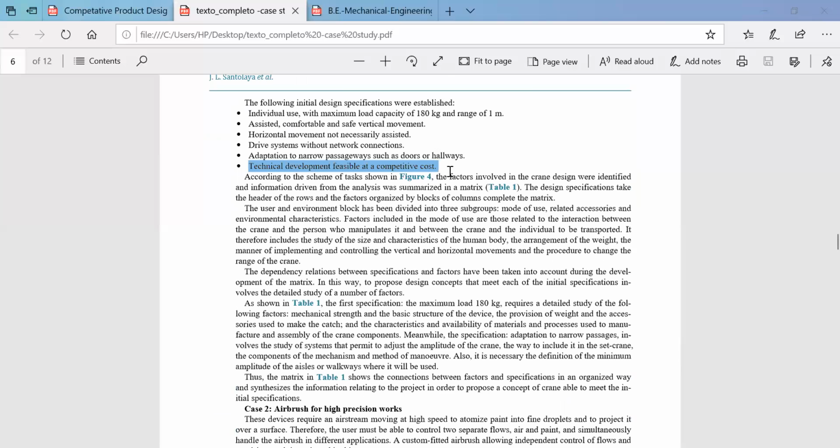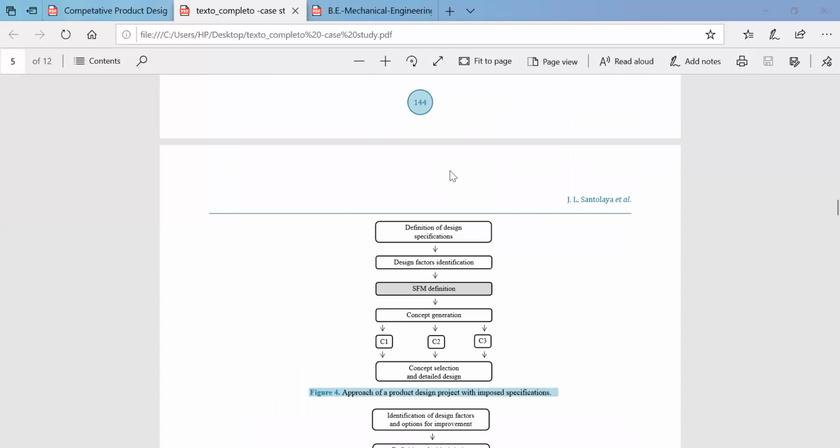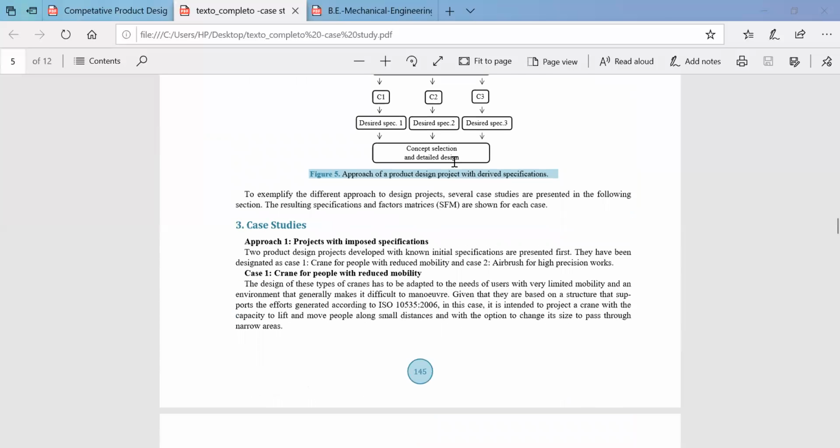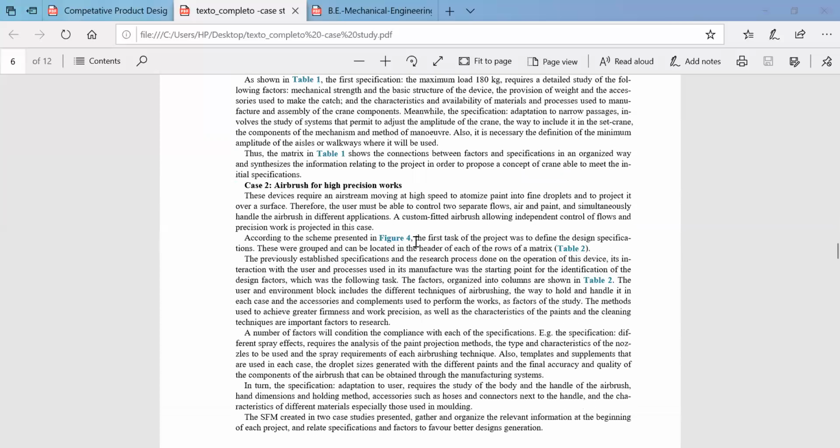I have explained the various strategies which are implemented in each phase of the design, and how they help in improving the quality as well as competitive cost, with good specifications and as per the requirement of the customers. We related that to a case study for designing a crane with reduced mobility. Similarly, other case studies are given, you can go through them.